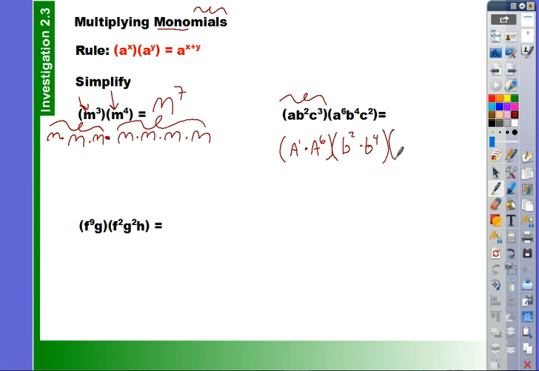Finally, what else will I have that should be all together forever? C to the third and C to the second. C to the third times C to the second. Okay, so let's multiply these together. A to the first times A to the 6th is A to the 7.